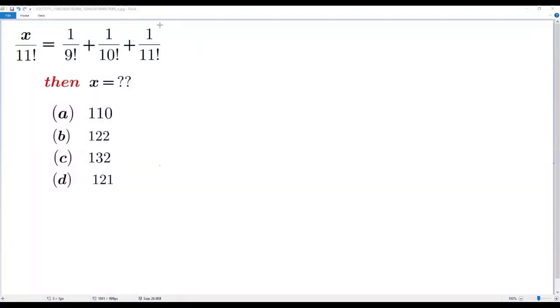Here we have a factorial equation and we have to solve for x in this factorial equation. Let me rewrite the given equation, that is x over 11 factorial equals 1 over 9 factorial plus 1 over 10 factorial plus 1 over 11 factorial.